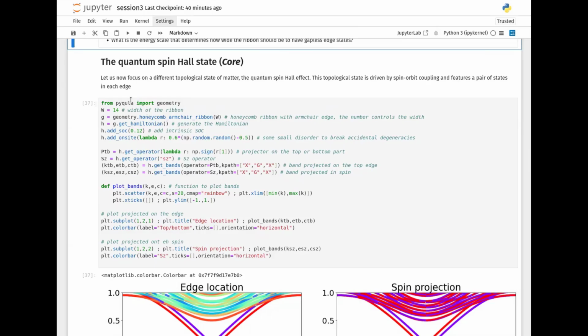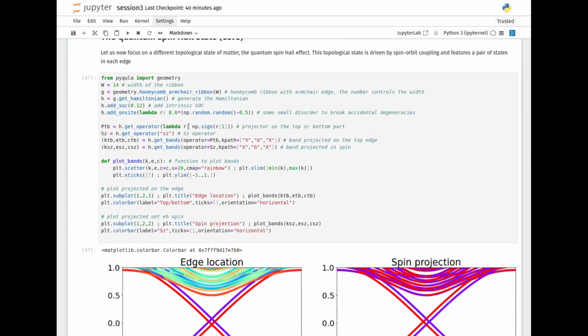Okay, so the way in which we are going to create a quantum spin Hall insulator is by adding intrinsic spin orbit coupling to the honeycomb lattice. So if you have a honeycomb lattice and you add intrinsic spin orbit coupling, then you get a quantum spin Hall insulator automatically. And we are going to add a little bit of disorder just to see what is the robustness of the edge states that appear.